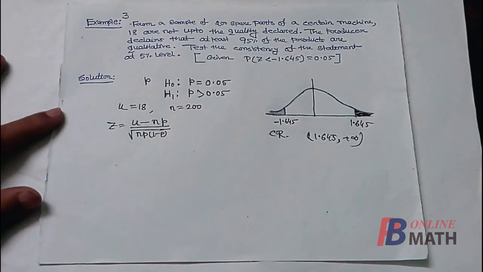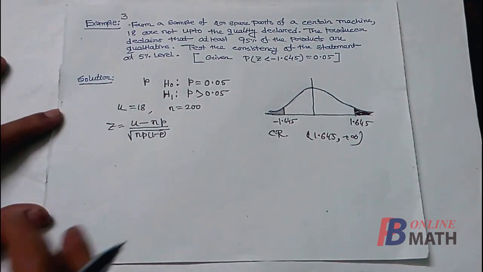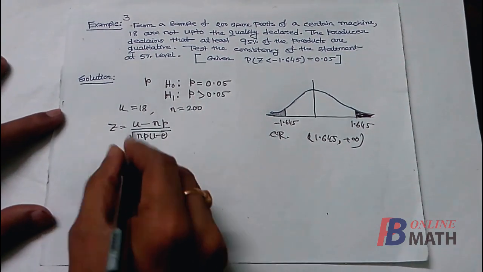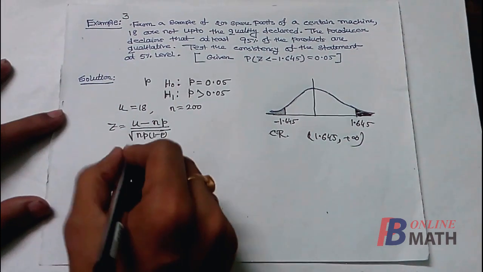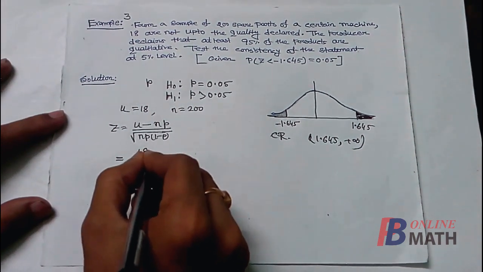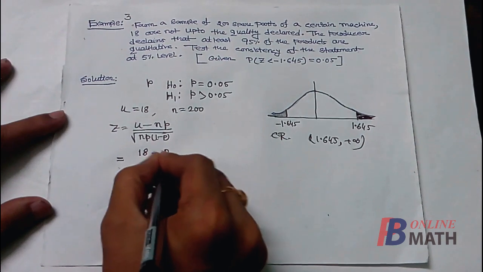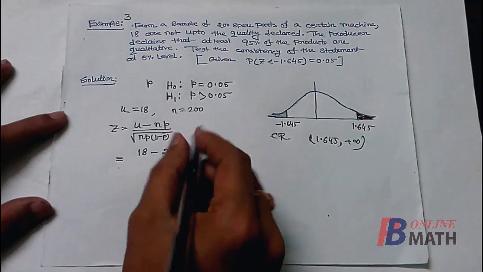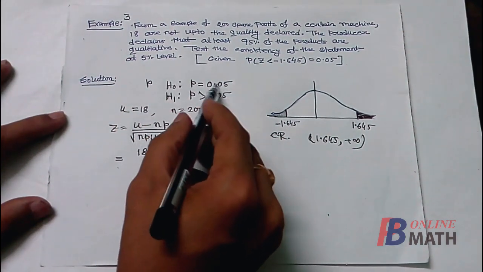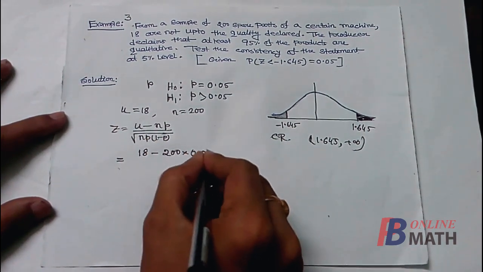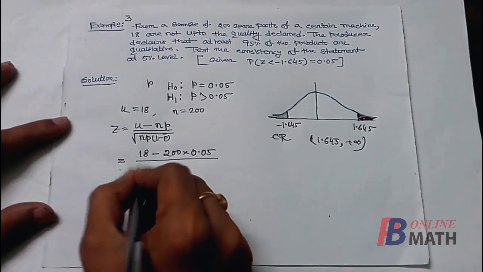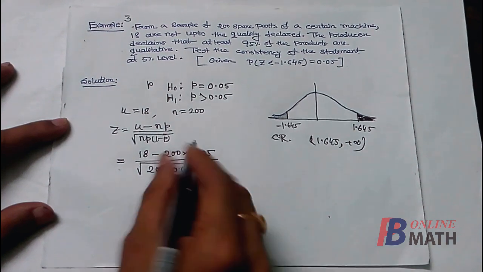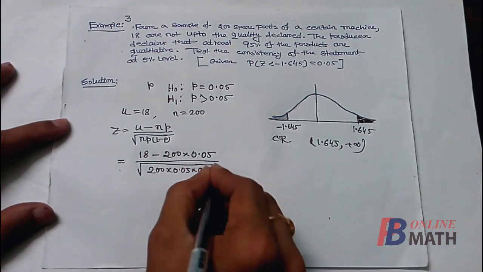Now the next step is we have to compute the value of this test statistic, and it is z equal to u minus np. u is the observed value, so 18 is the number of defective items, 18 minus np, n is 200, the number of sample. What is the value of p? As far as the null hypothesis is concerned, it is 0.05, so 0.05, divided by root over 200 into 0.05 multiplied by 1 minus p, so it is 0.95.